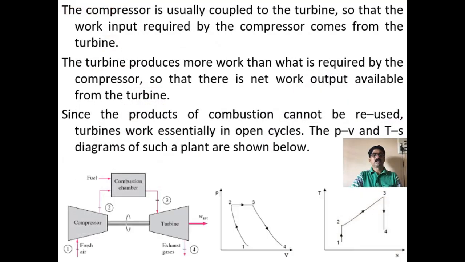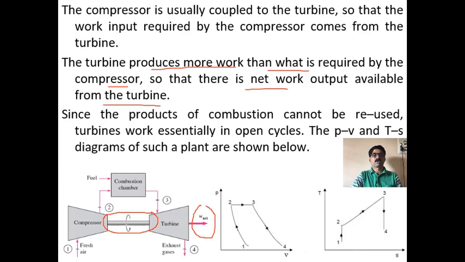The compressor is usually coupled to the turbine so that the work input required by the compressor comes from the turbine. You can see the compressor is usually driven by the turbine. Since the turbine produces more work than what is required by the compressor, there is net work output available from the turbine. That is why this entire unit is a work producing device, though the compressor is a work absorbing device. The little work required to compress the air is obtained from the turbine, and the difference of turbine work minus compressor work is obtained as the net work output and can be used for some other purpose.